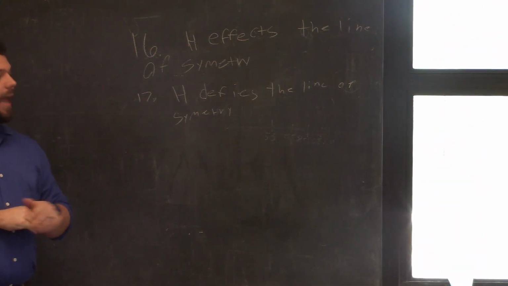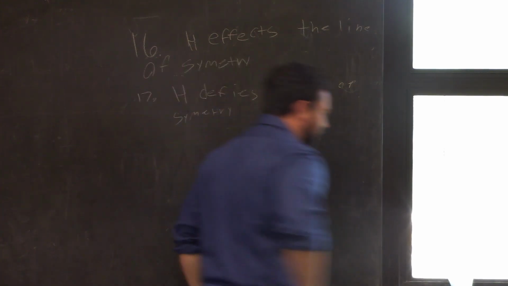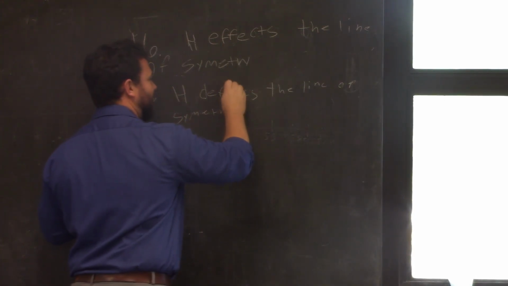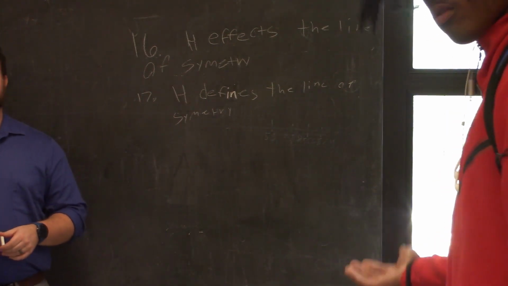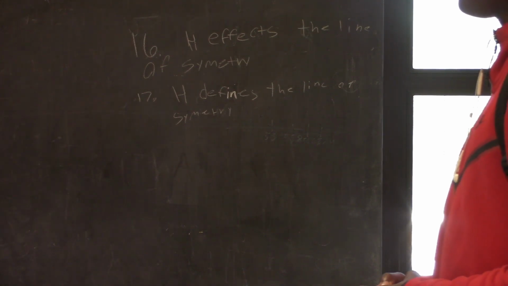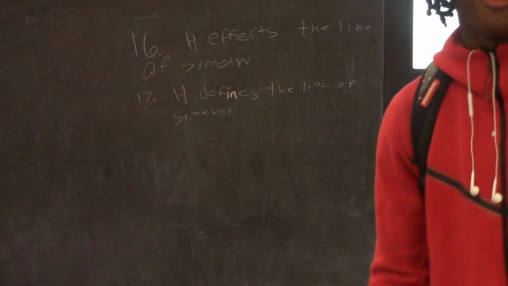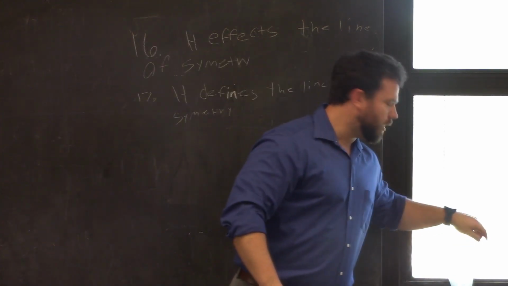H defines the line of symmetry. Defines is what they were trying to say, it's just a mistake, guys, it's okay. H defines it. Define means definition, it makes the line of symmetry what it is. So now let's talk about that a little bit more.